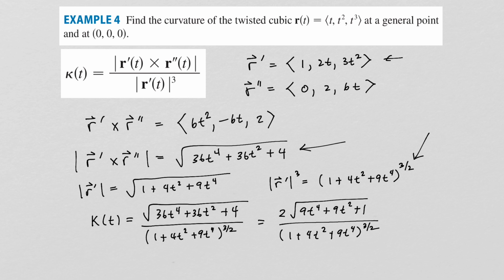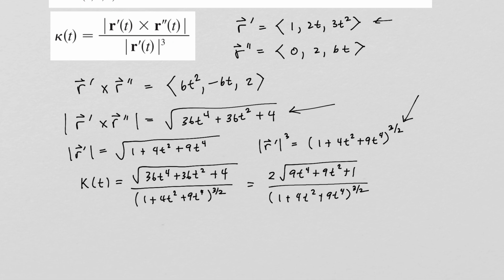And now to find the curvature at 0, 0, 0, all I need to do for that is simply let t be equal to 0. And if we let t equal 0, we get the curvature at 0 is equal to 2 divided by 1 to the 3/2, which is 2.